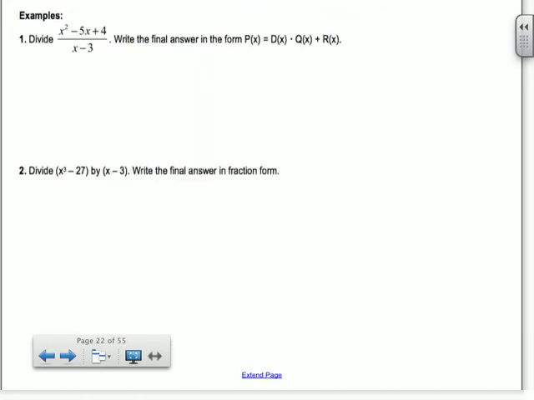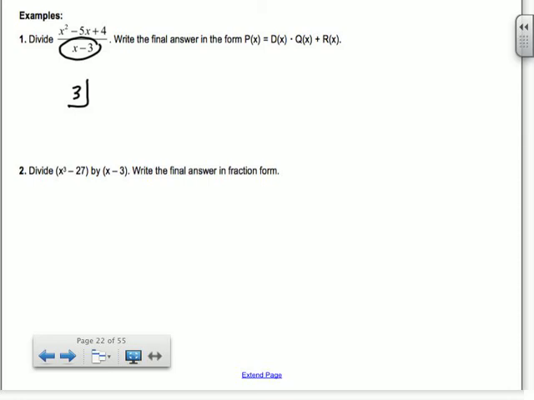Okay, so let's try an example. It says divide x squared minus 5x plus 4 by x minus 3. And then we're going to write our final answer in the form p of x equals d of x times q of x plus r of x. So my divisor is x minus 3, so I put the 0 of the divisor. So basically whatever makes that 0. So if I plug in 3, that's what makes it 0. So I put that in the backwards L. I always remember it's just the opposite sign. If it was x minus 3, you put positive 3.